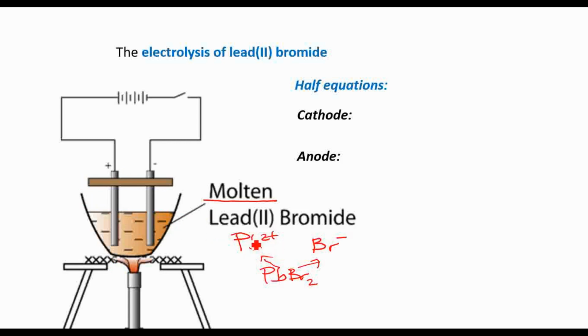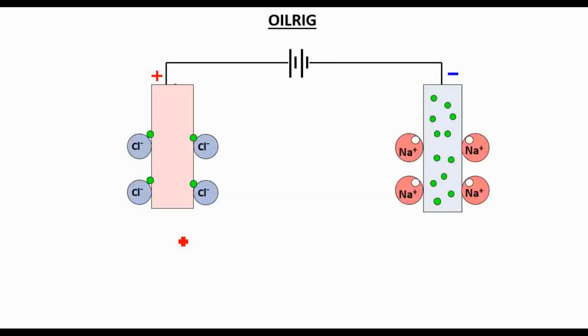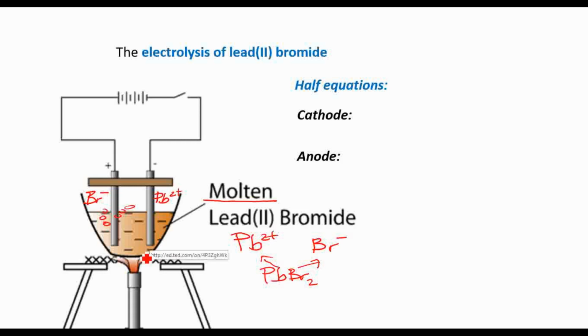Now what will happen is that your lead ions, which are positive, are going to go to the cathode, okay, and your bromide ions, which are negative, are going to go to your anode, all right, when you switch your circuit on. So what you would observe is bubbles being formed here, bubbles being formed there, and lead being deposited down at the bottom.